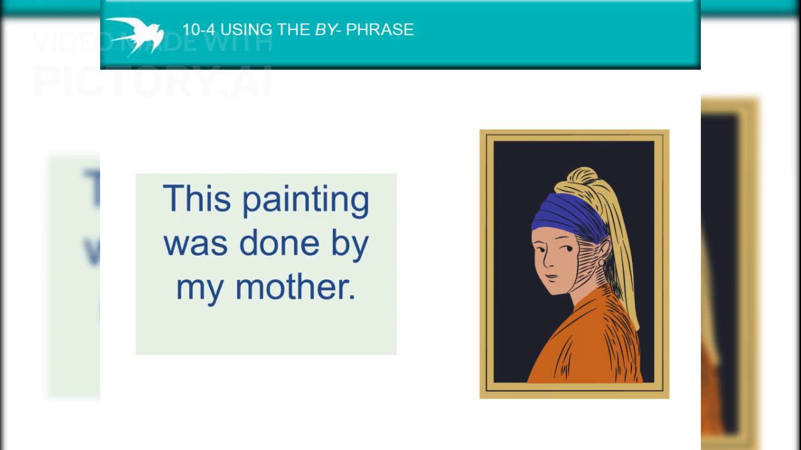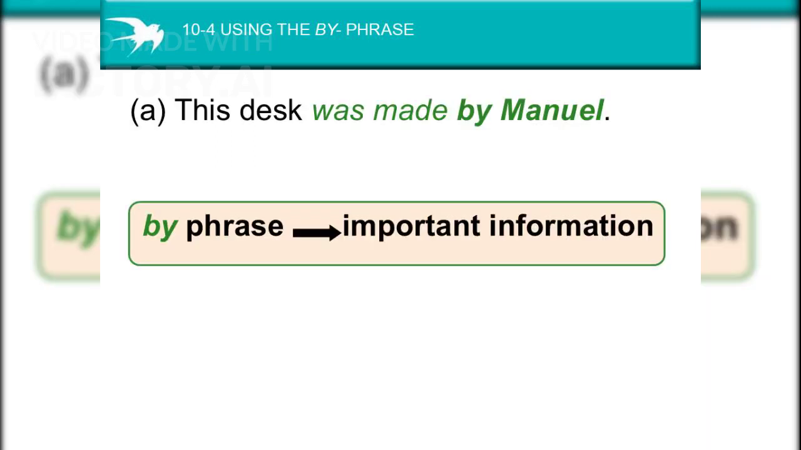Using the by phrase, we can specify who performed the action, like, this painting was done by my mother. The by phrase provides important information about who performed the action, as in, this desk was made by Manuel.